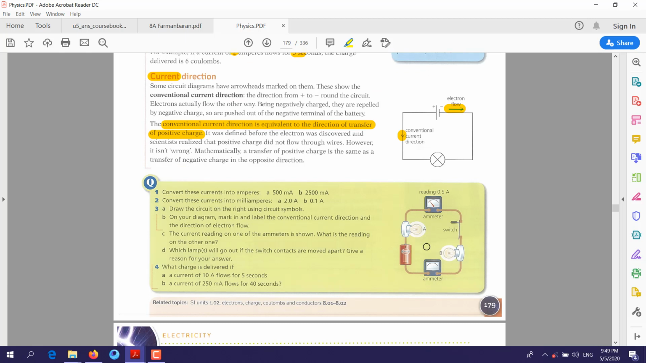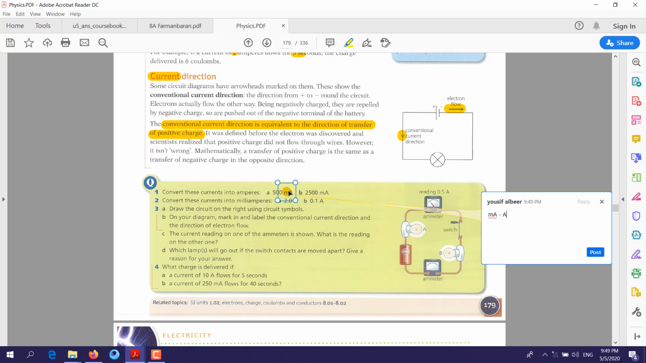Now, let's solve the questions. Question number 1 says, convert this current into amperes. A, 500 milliamperes. B, 2500 milliamperes. Firstly, here we will convert from what to what? We will convert from milliampere to ampere. We are converting from a small unit to a big unit. Because we are converting from small to big, we will divide. We will divide by how much? We will divide by 1000, because as we said, 1000 milliamperes equals 1 ampere.